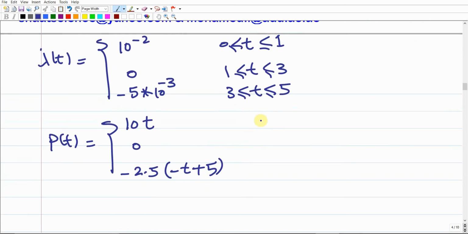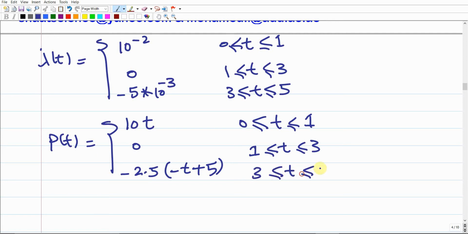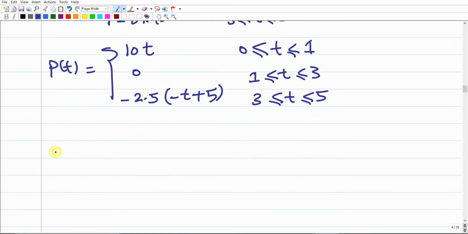This should be within the time range between 0 to 1. And here from 1 to 3. And this one, it should be between 3 to 5. All right, so this is for the power.